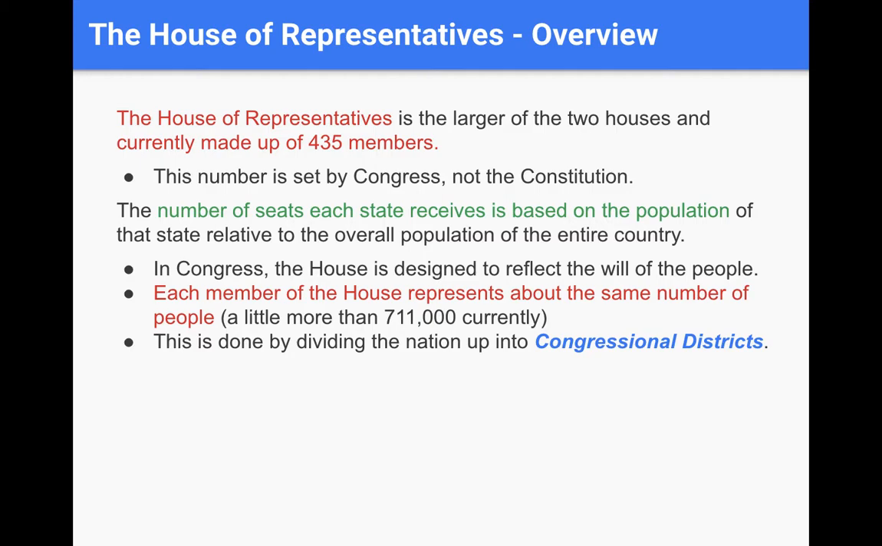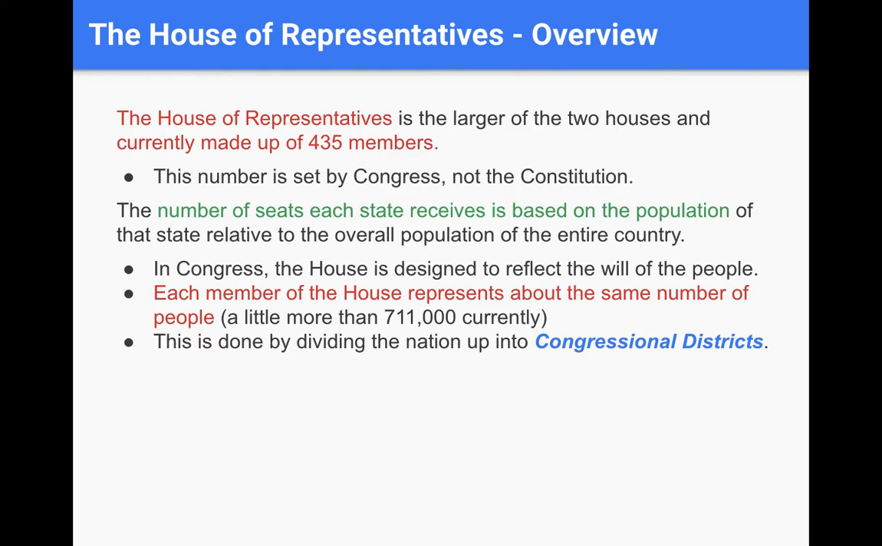The House of Representatives is where we're going to start. That's the larger of the two houses. It's currently made up of 435 members. That number is set by Congress, not by the Constitution. Early on in our history, that number was a lot smaller. That's basically how it's been for the past 100 years or so. It's been set at 435 members.